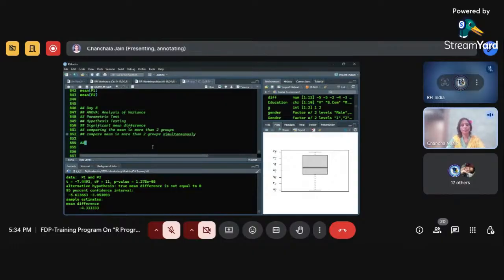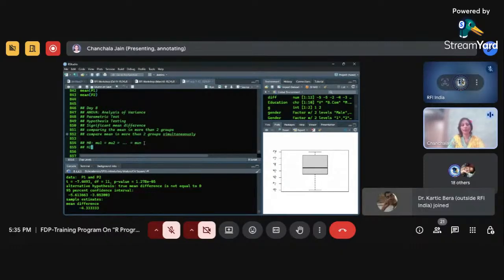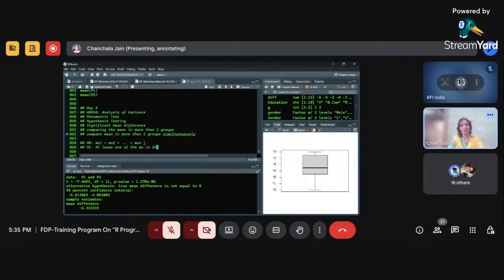But there is one more limitation when you are talking about ANOVA. What is the ANOVA limitation? Usually when we make the hypothesis, we write the null hypothesis as mu1 equals mu2 equals up to mu n. Whatever number of groups we have, we write mu1, mu2, mu3, mu4 up to mu n, right? This is the null hypothesis. But the alternative hypothesis of ANOVA says at least one of the mu is different.